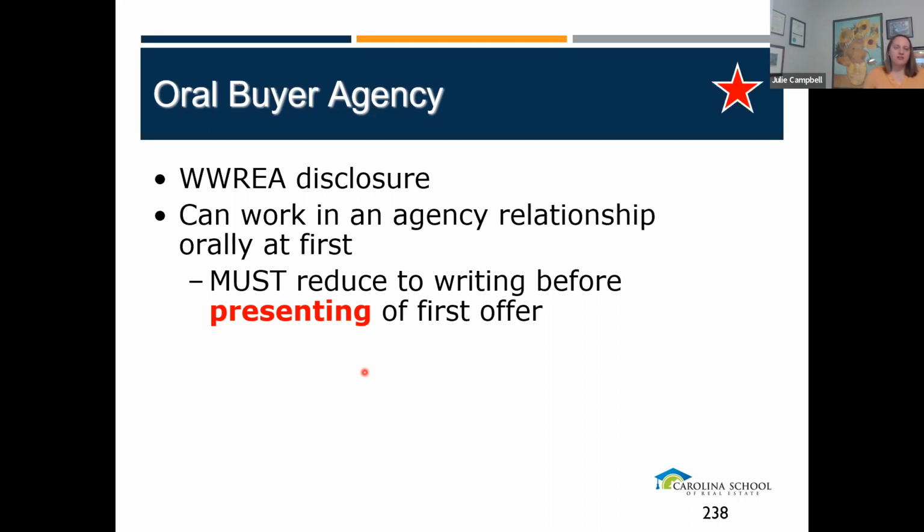We had a couple caveats with oral buyer agency. I cannot demand exclusivity. So under an oral buyer agency, I cannot look at the buyer and say, you're going to work with me and only me. That buyer is free to date as many firms as they want to. The other thing with oral buyer agency, I cannot put a specific time frame on it. Under oral buyer agency, it's an open-ended period of time. If I want to say you're going to work with me for 2 months, then I got to put it in writing. So I cannot demand exclusivity, and I cannot put a time period on it.